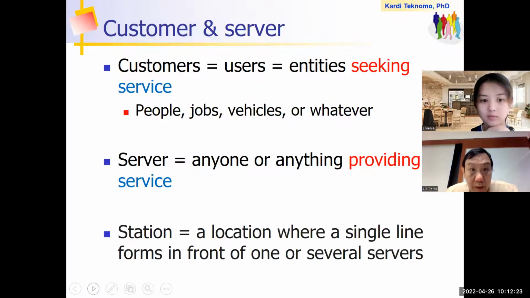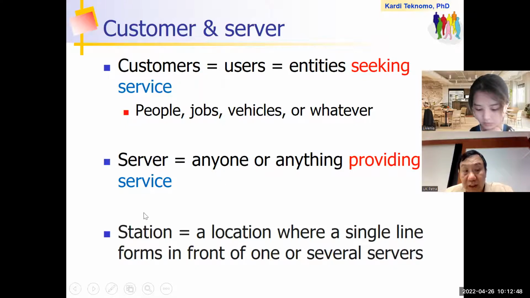So I define the customers. The demand here is basically the user that's seeking the entity for service. This can be people, can be jobs, can be vehicles, can be whatever. While the server, the supply here, is anyone or anything that provides the service.